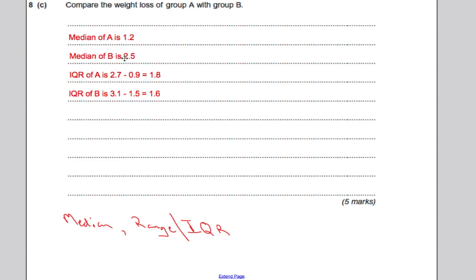Well, on average, group B lost more weight than group A. So I'm going to state that because their median is higher. And what about the interquartile range? What does that tell me? Well, group B has an interquartile range of 1.6. That means the data is closer together, so that means they were more consistent. Or, in other words, you could say that group A was actually more varied.